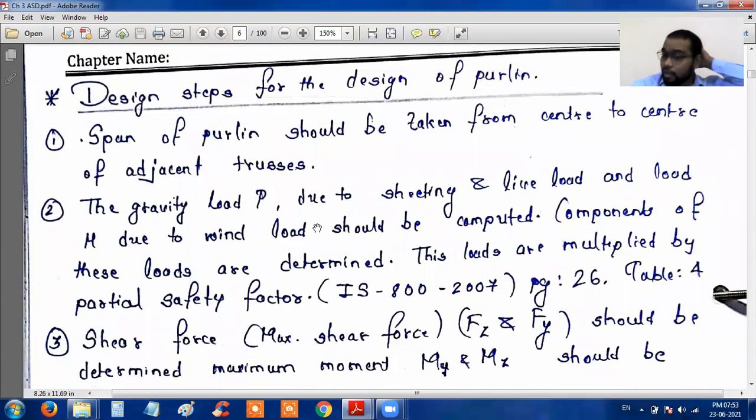Again, we will revise quickly. First of all, determine the span, then determine the value of gravity load or dead load of roof, then self weight, then calculate the live load from the formula, and then calculate the wind load, that is lateral load. Calculate the wind load from IS 875 part 3, and the dead load and live load are from IS 875 part 1 and 875 part 2.